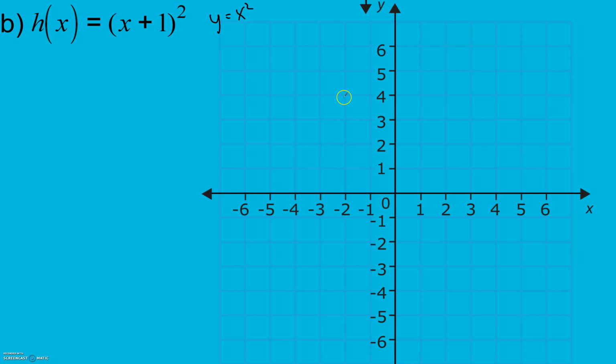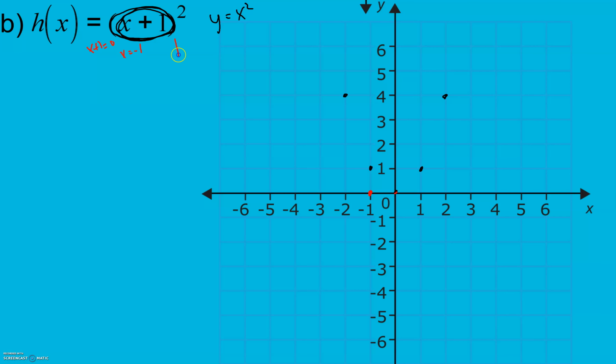h of x here is also a translation of our parent function, y equals x squared. So I'm going to start at x squared for my parent function here. Now we're looking for our x changed. Okay, the input changed. So in order to get the same outputs, we need to figure out where our new input is. Well, in order to get an output of 0, for example, like at our vertex, we need our input to be 0. So x plus 1 has got to be 0, which means x is going to be negative 1. We're going to move it to the left 1 at negative 1.